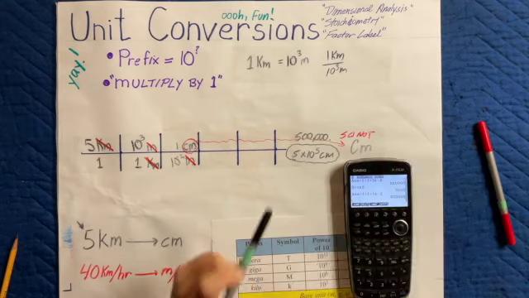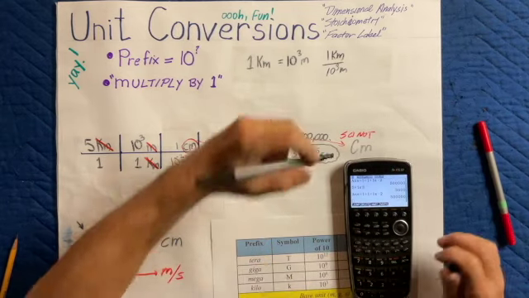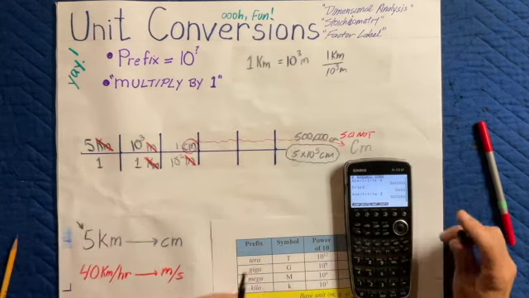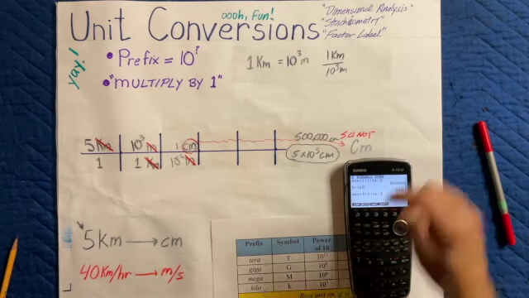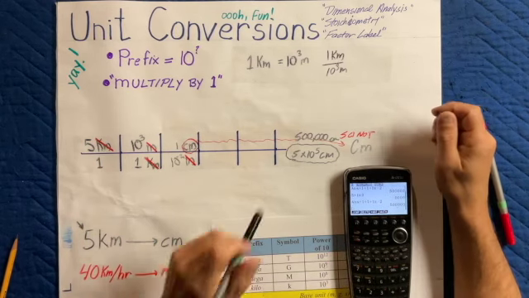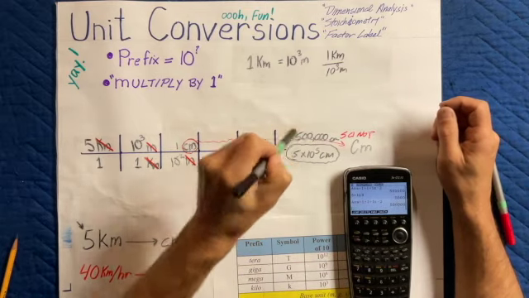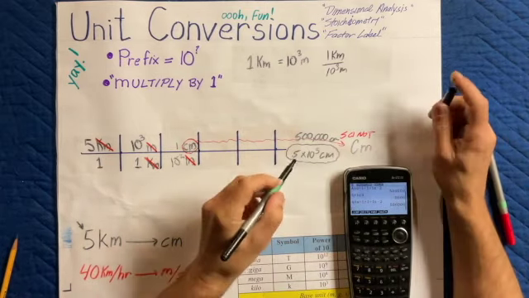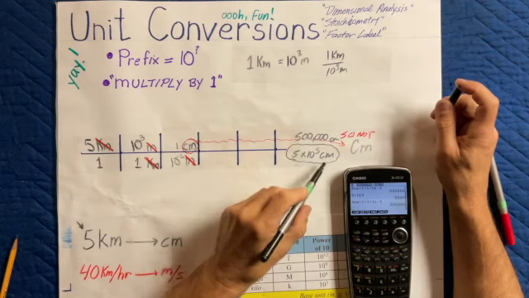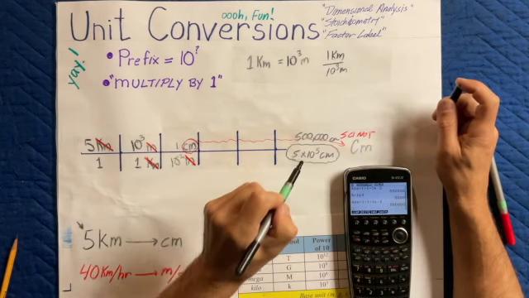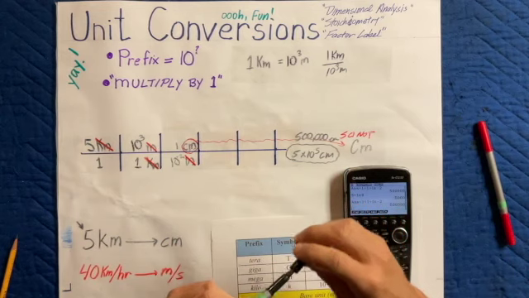Now the answer can be expressed as 500,000 centimeters. If you're asked to go back into scientific notation, you could set it in your calculator, or you can just use the old bounce to the left number of zeros you have here. 5 times 10 to the 5th centimeters. So my final answer is expressed in scientific notation with the unit.